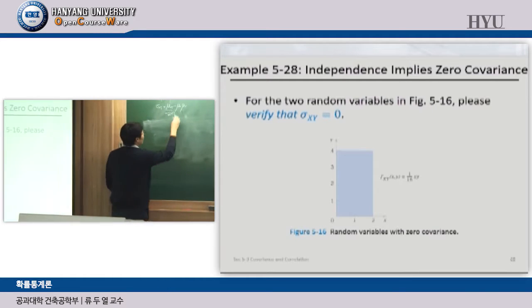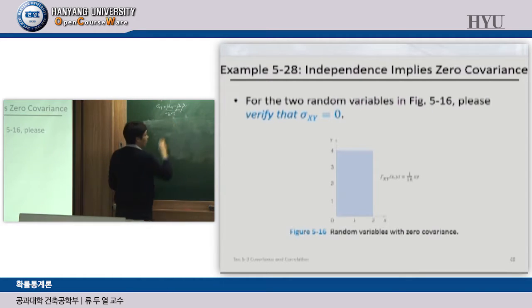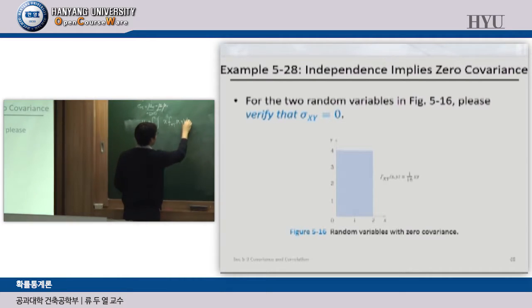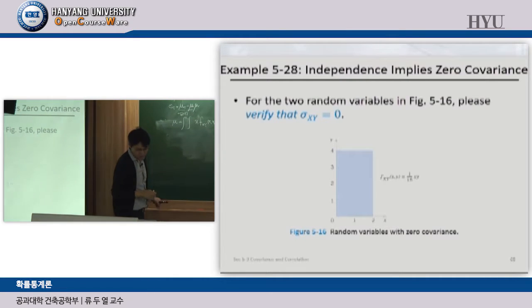And then we need to calculate the marginal mean of x. The mu x is equal to the double integration of x by the joint probability density function, right?